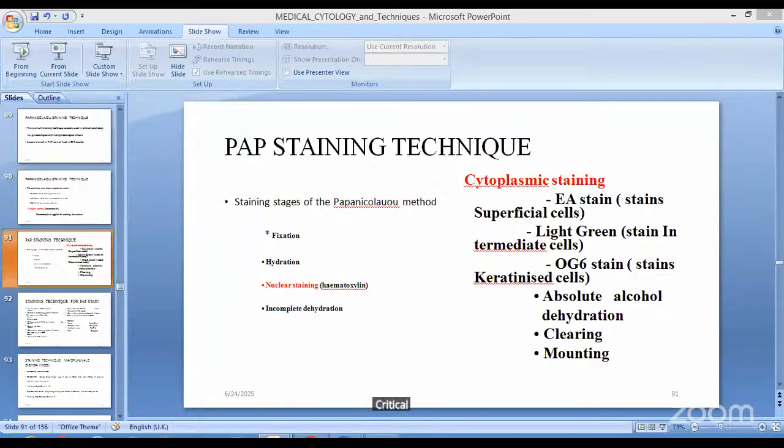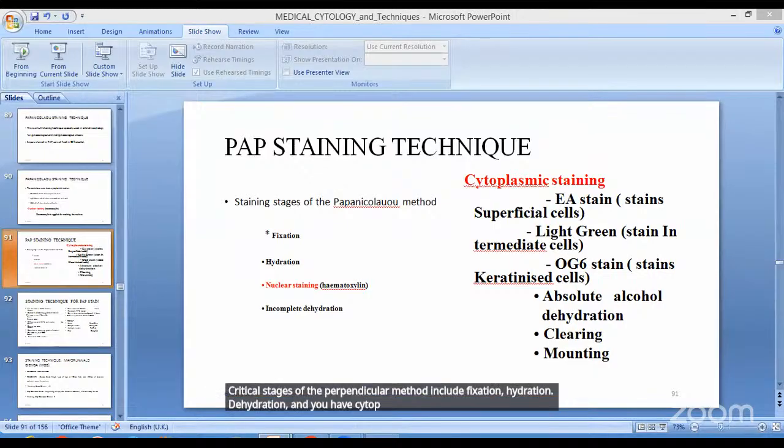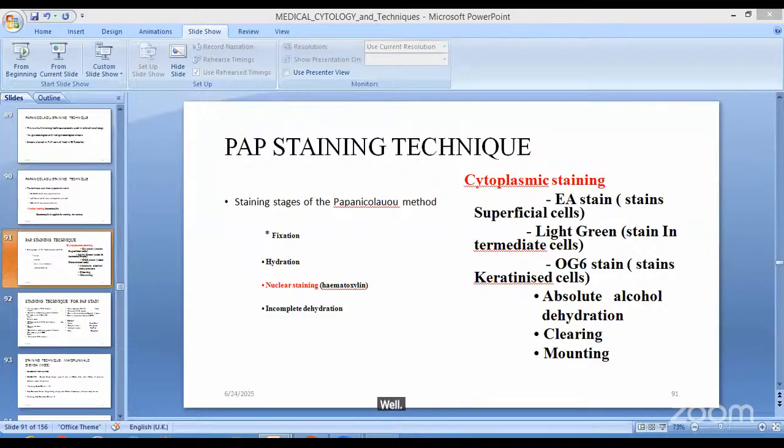Critical stages of the Papanicolaou method include fixation, hydration, dehydration, and cytoplasmic staining, where the superficial cells must be stained. I told you superficial cells are stained by the eosin azure stain, EA50 or 60. Light green stains the intermediate cells, and the keratinized cells are stained by OG6.